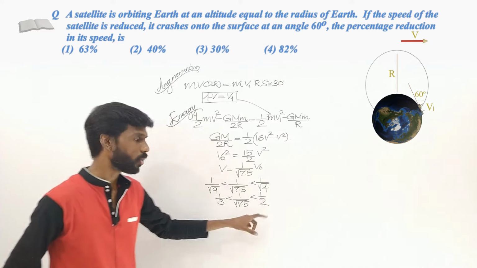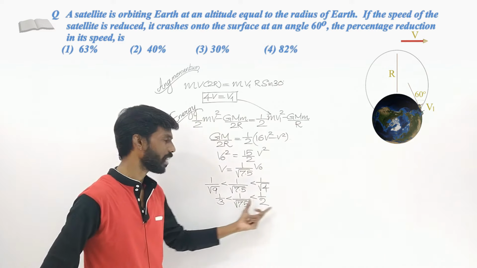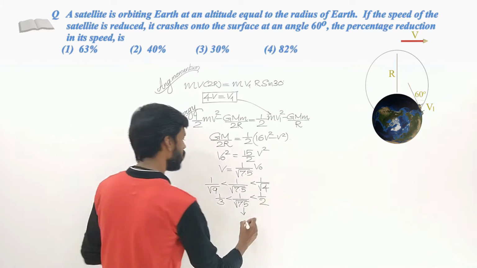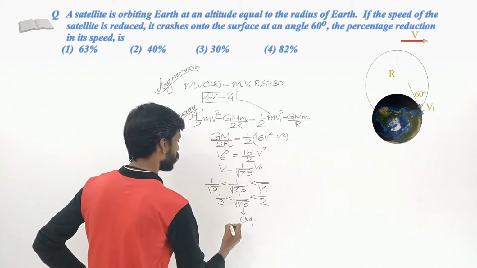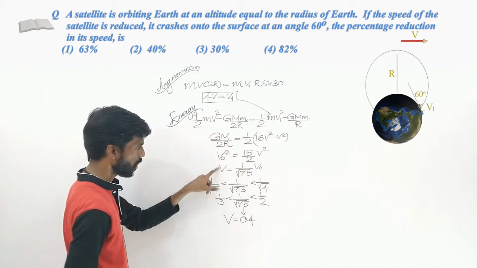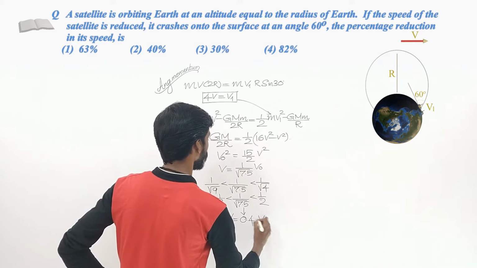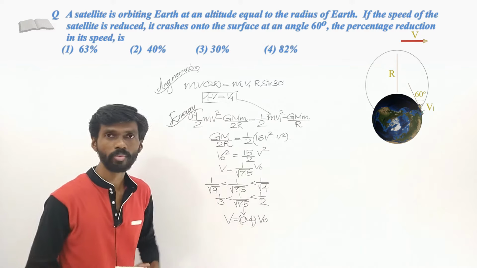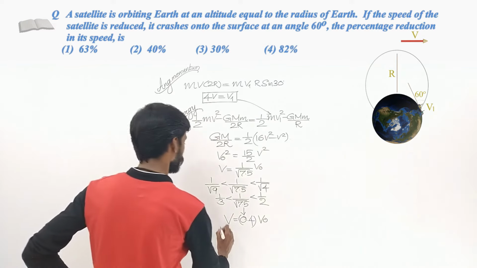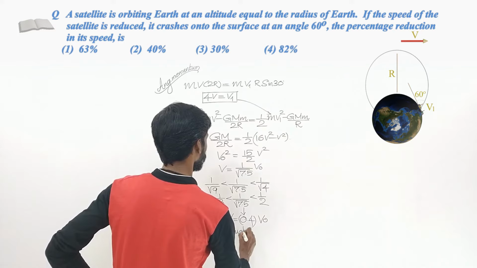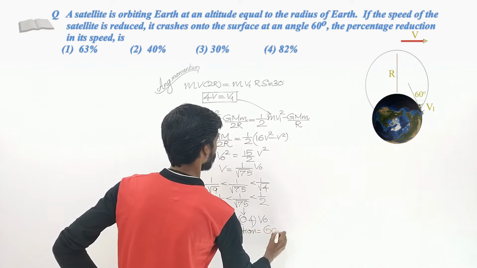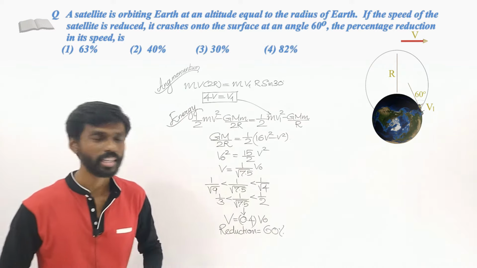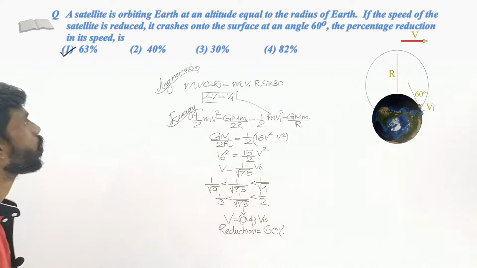This is 0.5. So the required value lies between 0.33 and 0.5. Let me take a value approximately between them, which is 0.4. So let us take our required speed v to be 0.4 times our orbital speed. Our required speed is only a fraction of the orbital speed. What fraction? 0.4. So what is the percentage reduction? The percentage reduction in the speed is simply 60%. 0.4 only, so there is a reduction of 60%. So we can find out the closest option here.